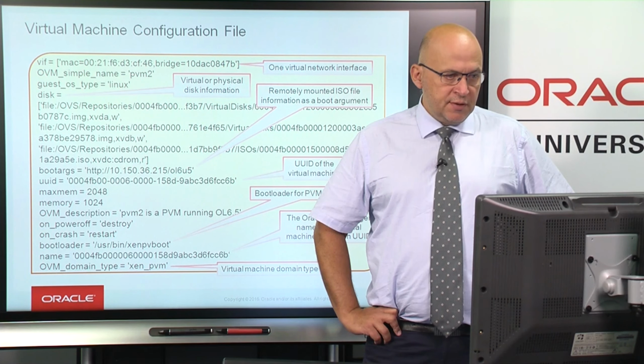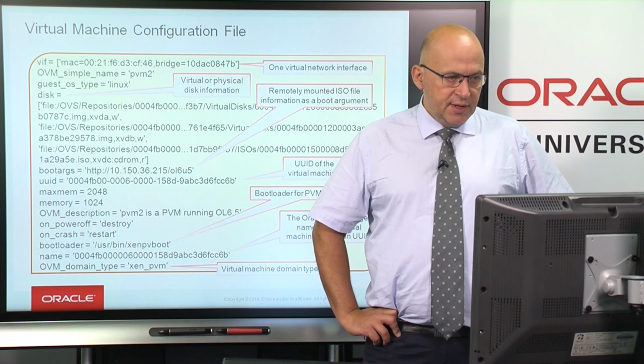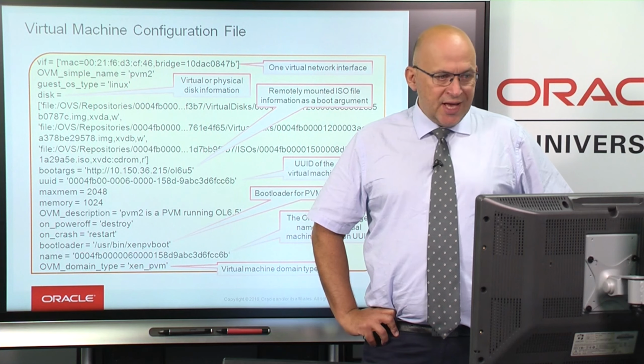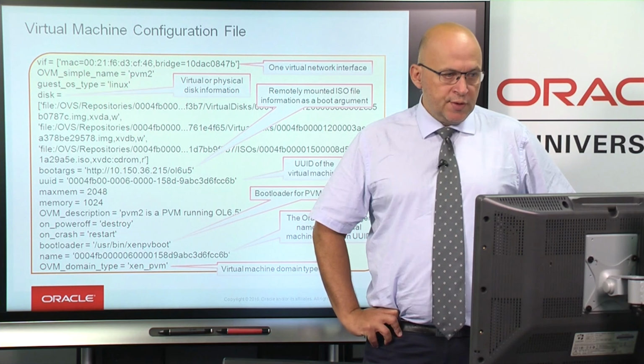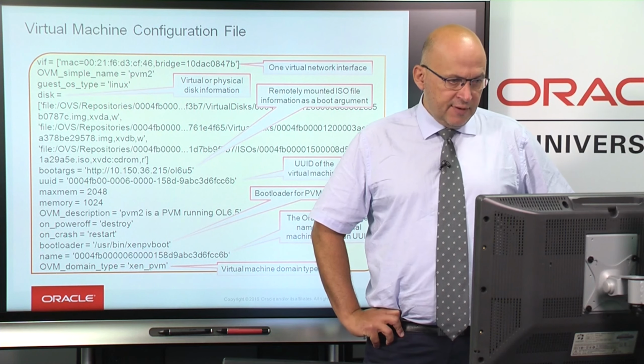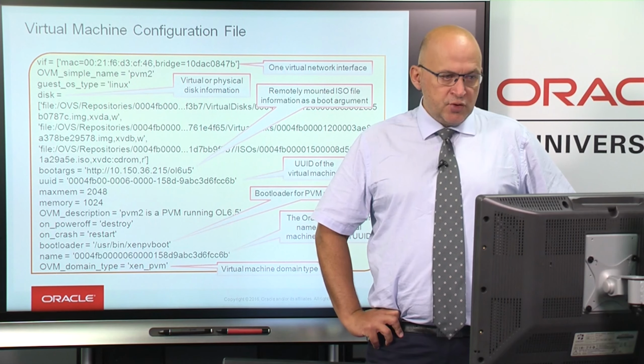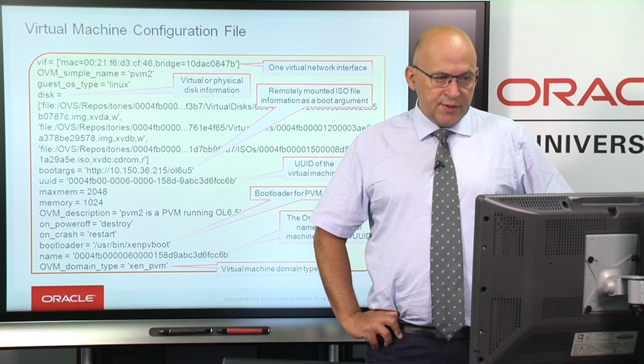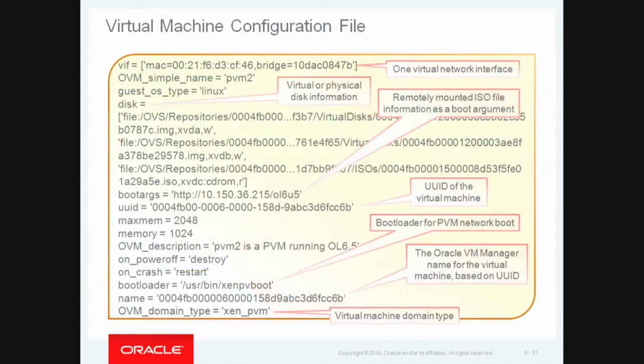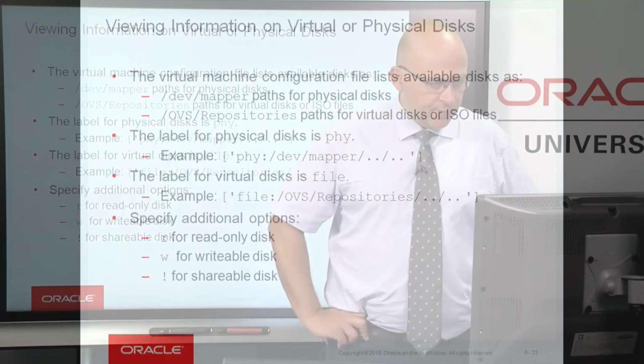Then you will see several disks that are exposed as virtual disks. Why? Because the term is file, and every disk is stored, as you can see here, in /OVS/Repositories with the ID of the repository, then Virtual Disks, and then you have the Xen format, which is .img. You may also see an associated CD-ROM. The network path is there as boot args. Max memory size is whatever you have already entered to the system.